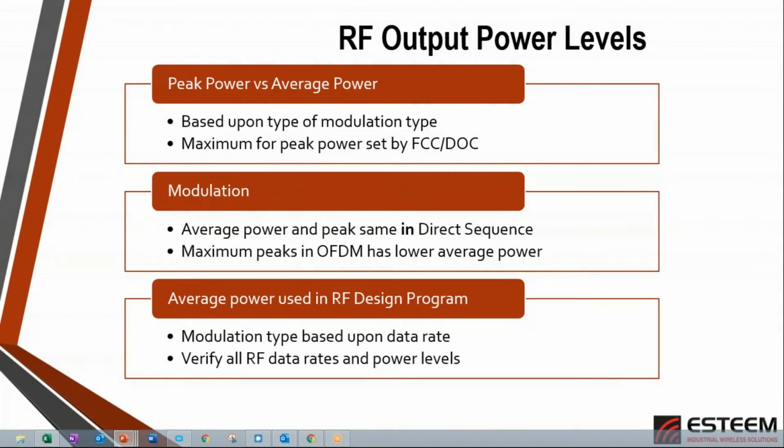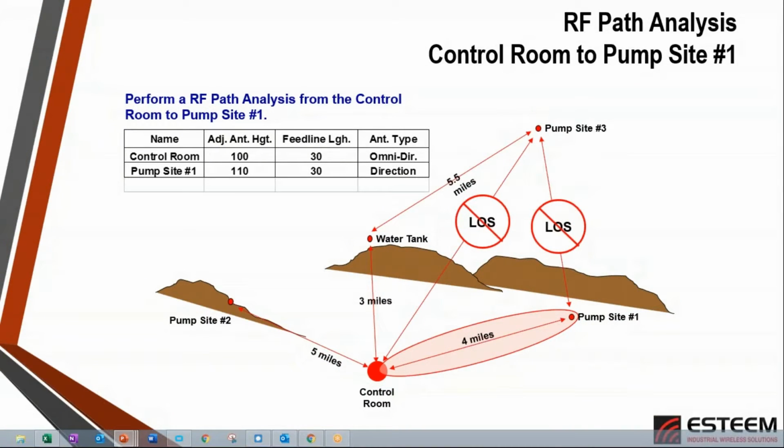So the first thing we're going to take a look at is, let's look at the very first link within the system. The first link is actually going to be from the control room out to pump site number 1. Our adjusted antenna height at the control room is 100 feet. Pump site 1 adjusted antenna height is 110. The feed line is 30 feet. But again, because we're going to be using the pole mount configuration, the feed line is actually going to be Ethernet, so that does not apply to our calculations. It makes it very simple. The only thing we need to know is we need to go from an omnidirectional antenna to a directional.